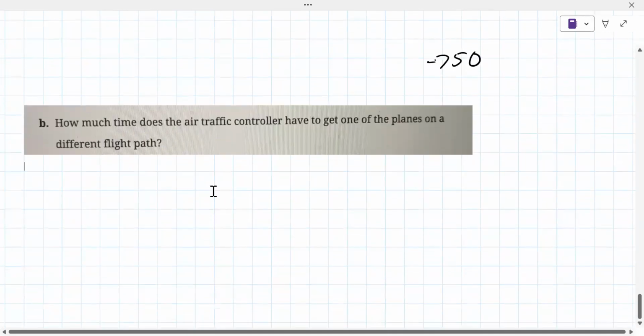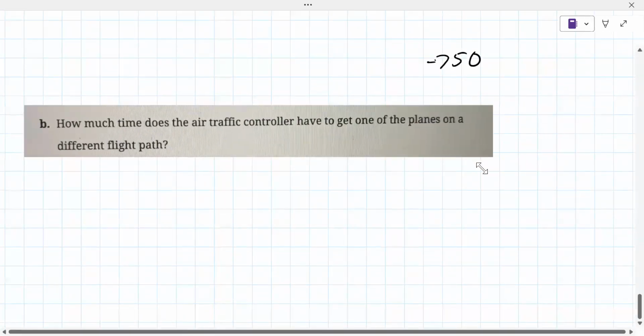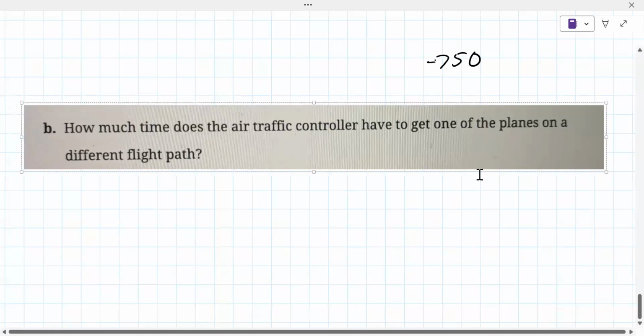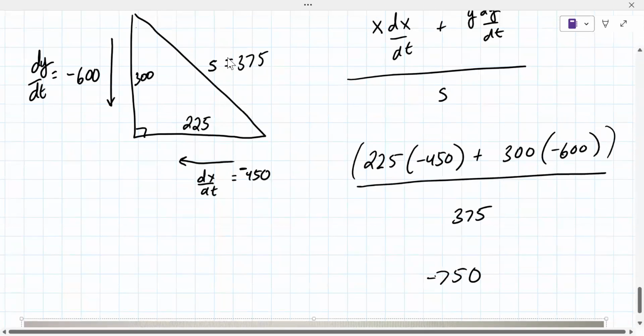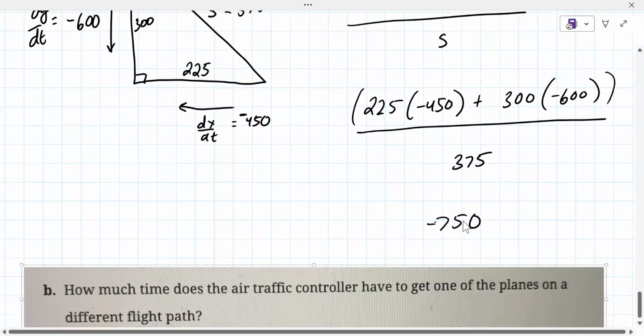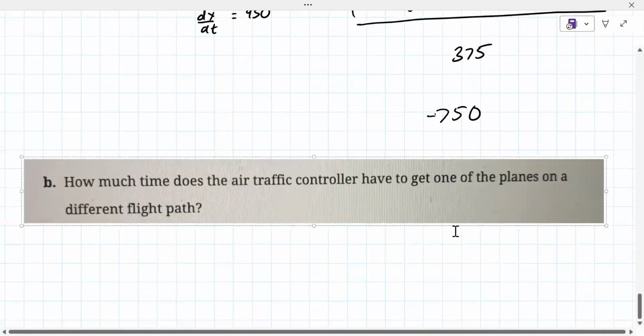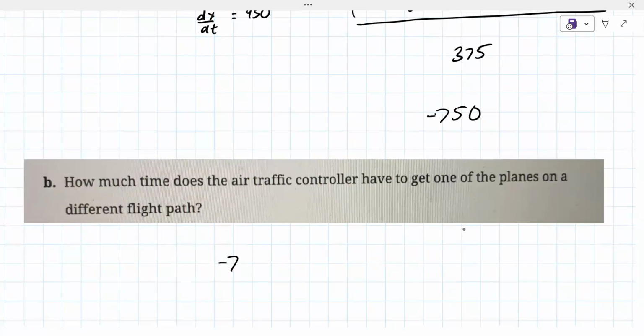Now, how much time does the air traffic controller have to get one of the planes on a different flight path? So the nice way of putting this is before the planes collide. Basically, you want to know how much time you have until this distance goes to 0. So it's converging at 750 miles per hour, and there's only 375 miles to go.